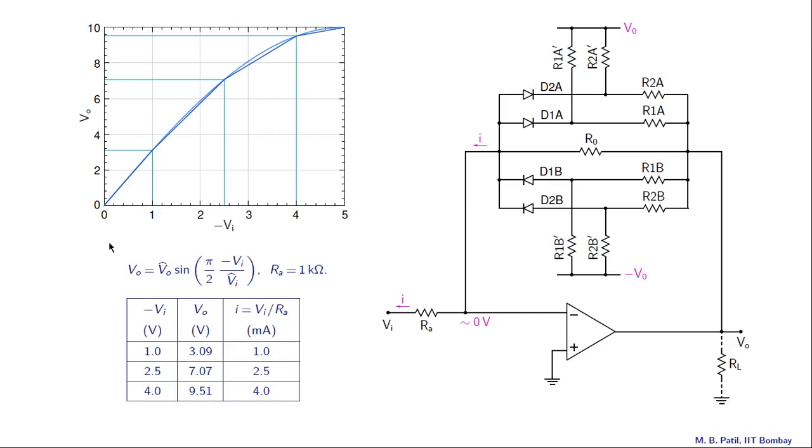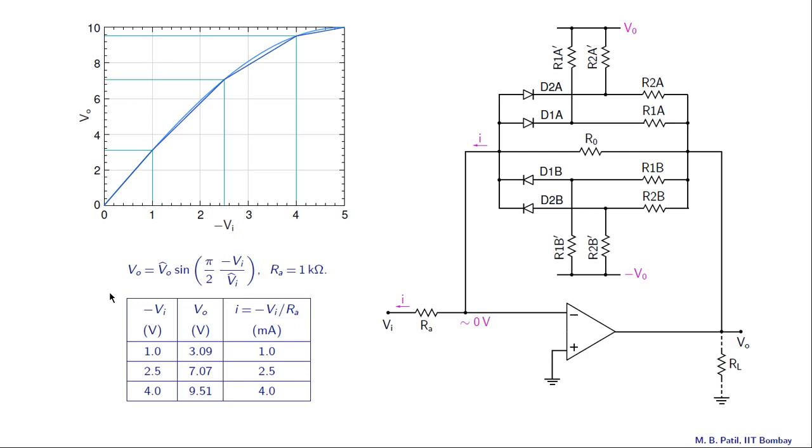Alright, so this is what our VO versus Vi should look like. And note that we are plotting VO versus minus Vi here, because we know that VO is proportional to minus Vi and not plus Vi. And this expected relationship, the sinusoidal relationship here, shown in the light blue color, is represented by this equation here: VO equal to VO cap, that is the amplitude of the output voltage, which is 10 volts, times sine of pi by 2 times minus Vi divided by Vi cap. And Vi cap is the amplitude of the input voltage, in this case 5 volts.